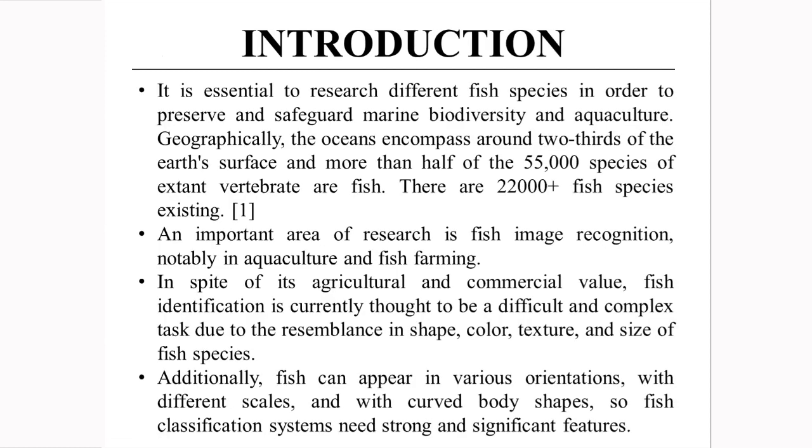Introduction. It is essential to research different fish species in order to preserve and safeguard marine diversity and aquaculture. Geographically, the oceans encompass around 2/3 of the Earth's surface, and more than half of the 55,000 species of extant vertebrates are fish. There are 22,000 plus fish species existing. An important area of research is fish image recognition.